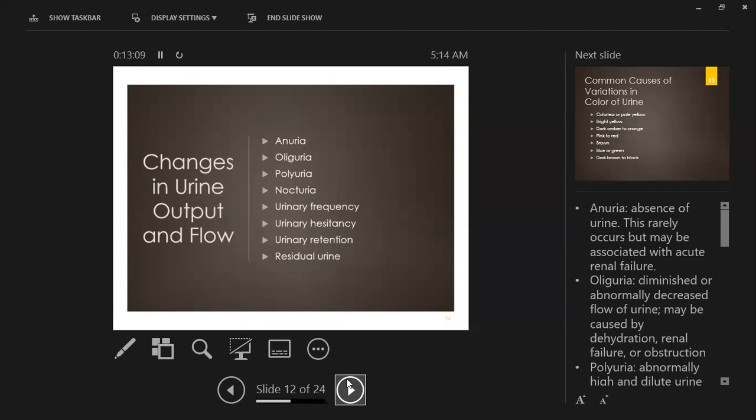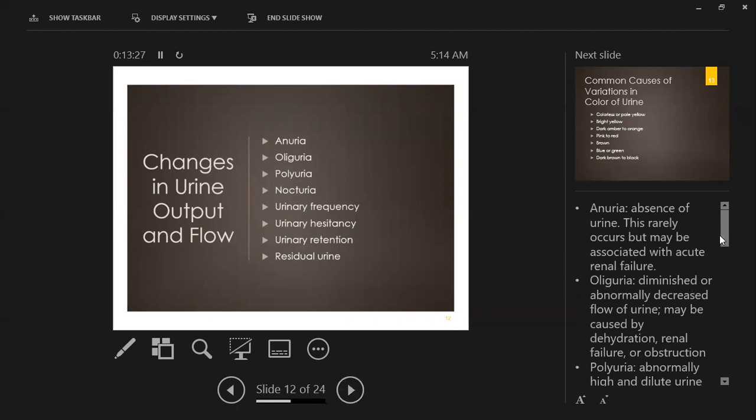Oliguria is much more common. This is the diminished or abnormally decreased flow of urine. It may be caused by dehydration, renal failure, or some kind of obstruction. So your dialysis patients are typically oliguric. They produce very little, if any, urine.